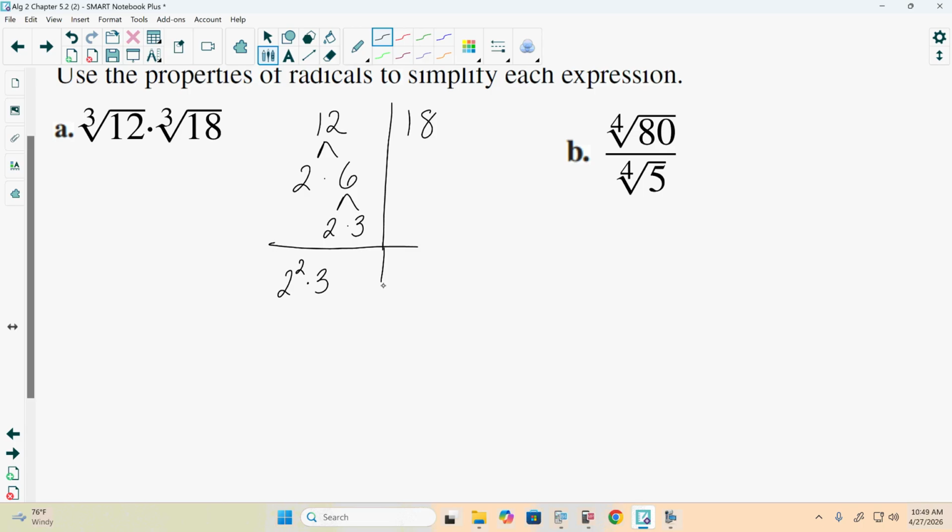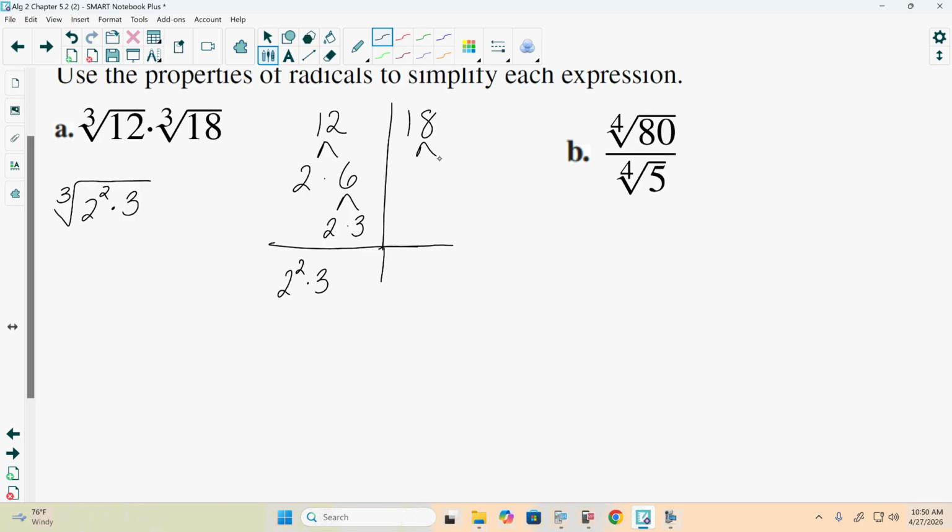And if we wanted to at this point, we could replace the cubed root of 12 with the cubed root of 2 squared times 3. And this is part of the reason why we can't simplify the cubed root of 12. We need 3 factors of either 2 or 3. Here we only have 2 factors of 2, 1 factor of 3. There's not enough.